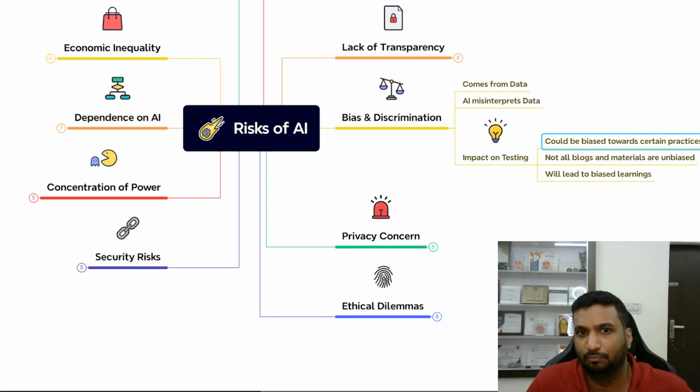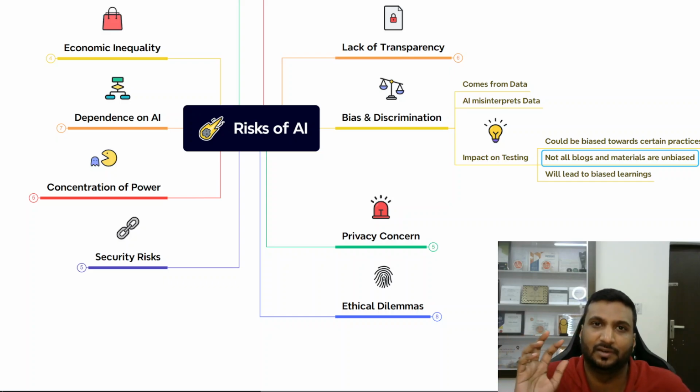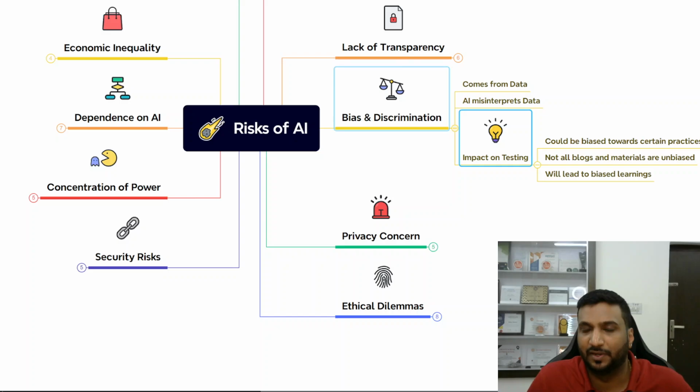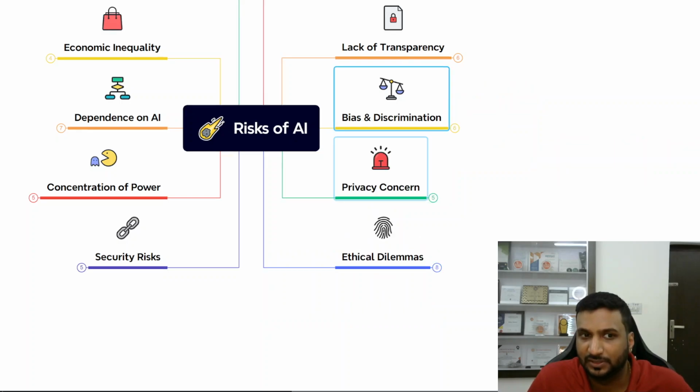And not all blogs and marketing material are unbiased. So there are a lot of things out there on the internet which already have biases, and all such biases will lead to more biased learning and creating people who have just partial awareness or knowledge of things. So that's the second risk.